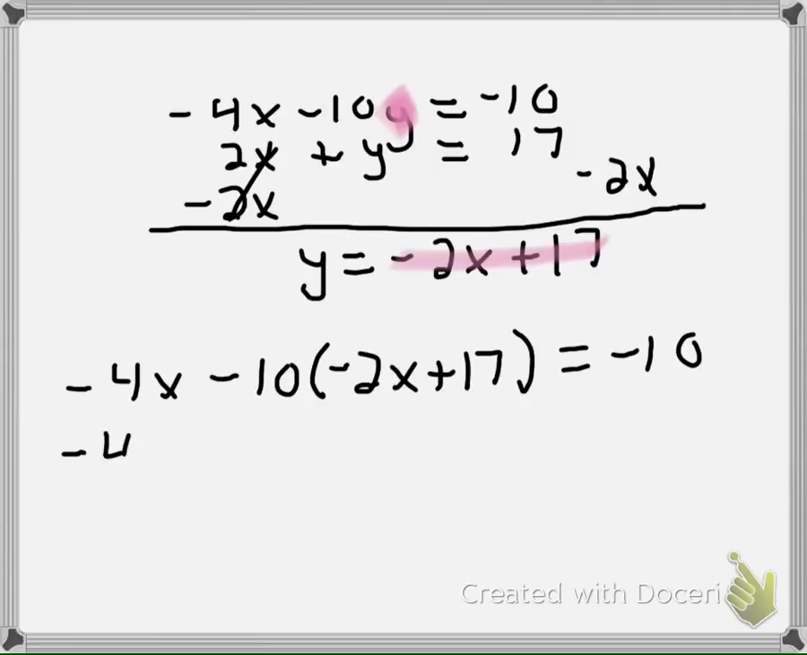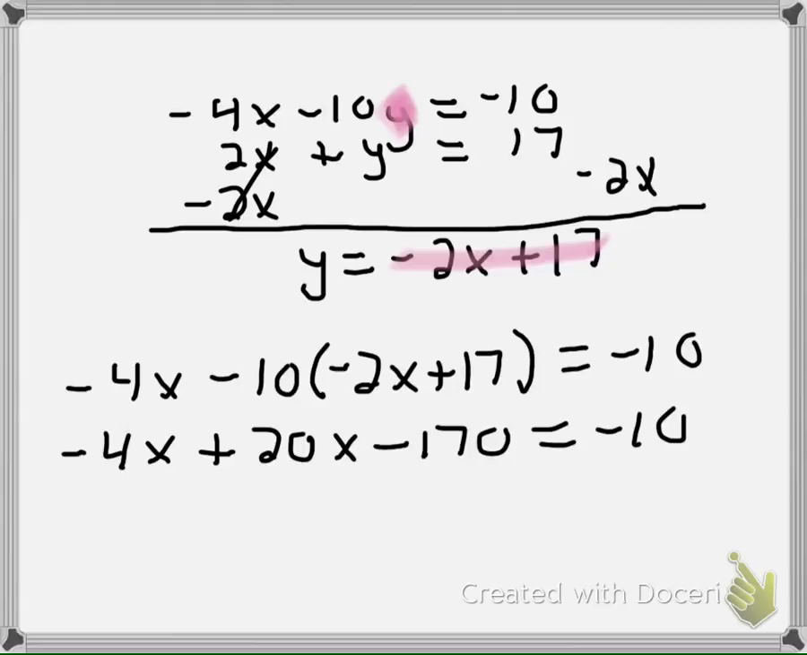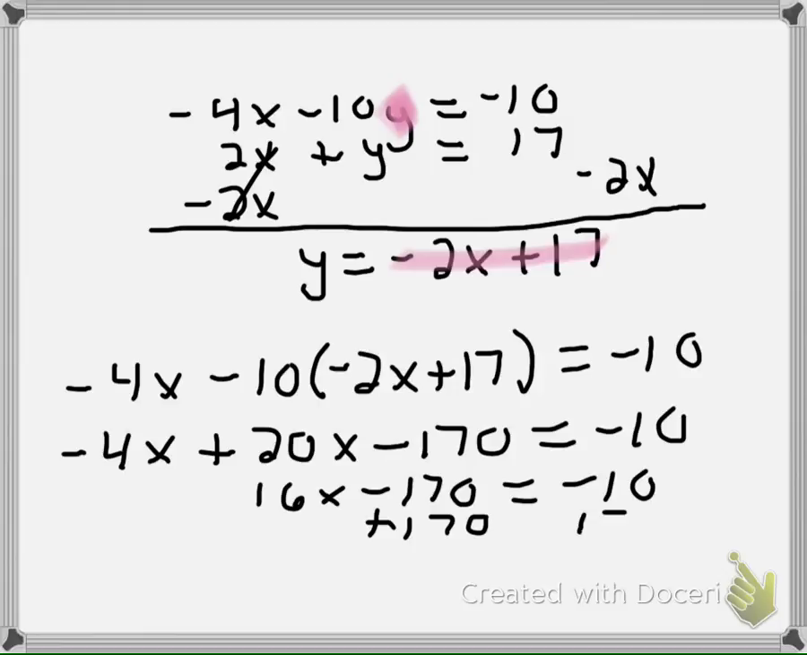So now negative 4x, and now I'm multiplying negative 10 times negative 2. That would be positive 20x. Now I'm going to multiply negative 10 times 17. It's going to give me negative 170 equals negative 10. Now I'm going to combine the like terms. If you add negative 4x and positive 20x, you're going to get 16x minus 170 equals negative 10. Now I'll add 170 to both sides so that I'm trying to get the variable x by itself.